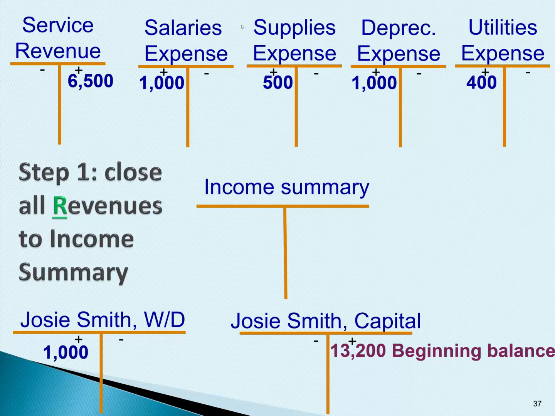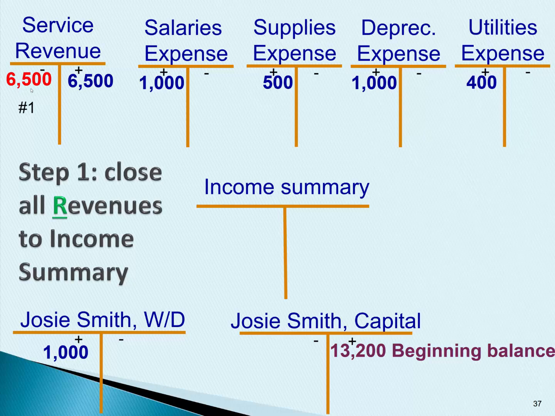So look up here, and which ones are our revenues? Apparently we only have one revenue, service revenue. So it has a balance of $6,500. Now notice the step 1 says to close it. That means to zero it out. So how would we make this account zero? Well, we got $6,500 on the positive side, so we would have to put $6,500 on the negative side.